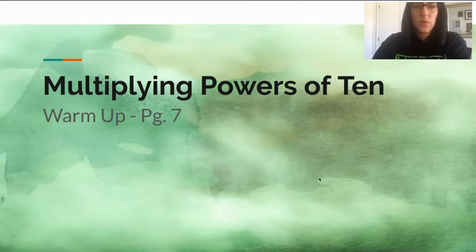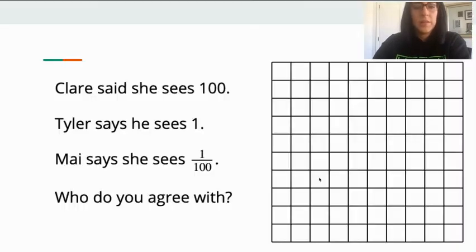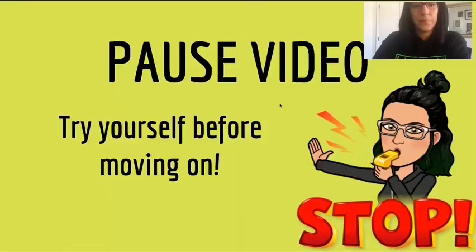So we start with this warm-up where we're going to look at some different examples of what different people see. So you have Claire, Tyler, and May, and they all see something different in the picture. Take a moment to pause the screen and reflect on who you agree with and have a reason for why you agree with them.